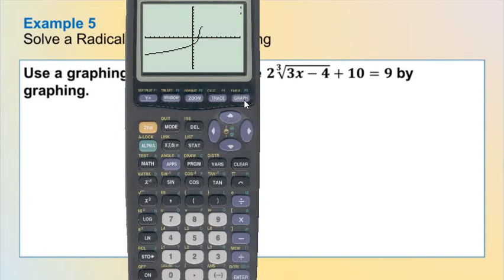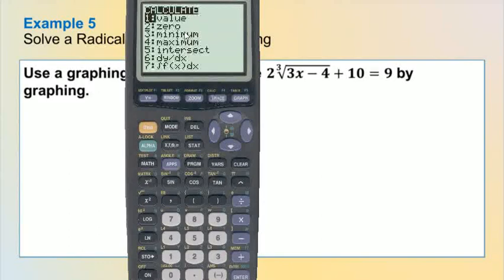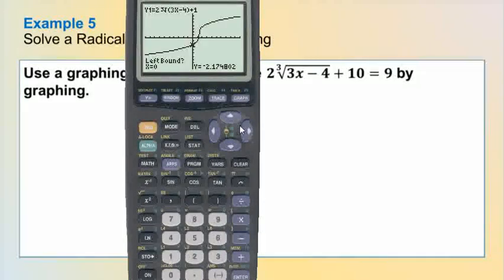So now if I graph it, you can see my cubic function here. I need to find out what this point is. So I go second, trace. I need to find the zero, number 2. Hit enter. Above the line, hit enter a third time, and it'll tell us 1.29.